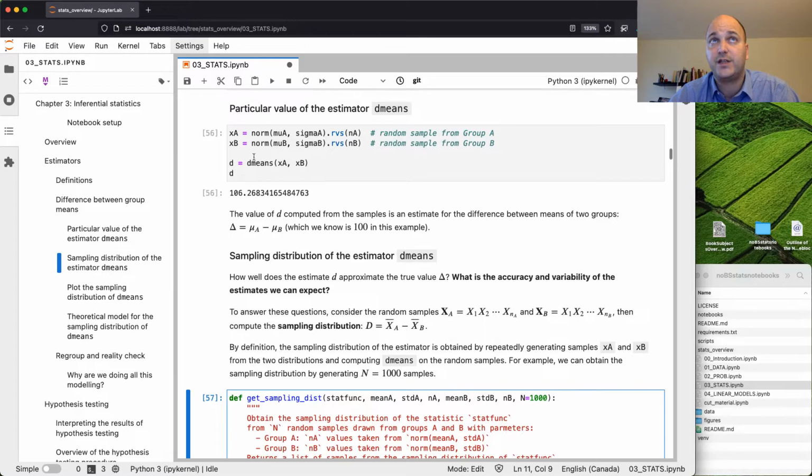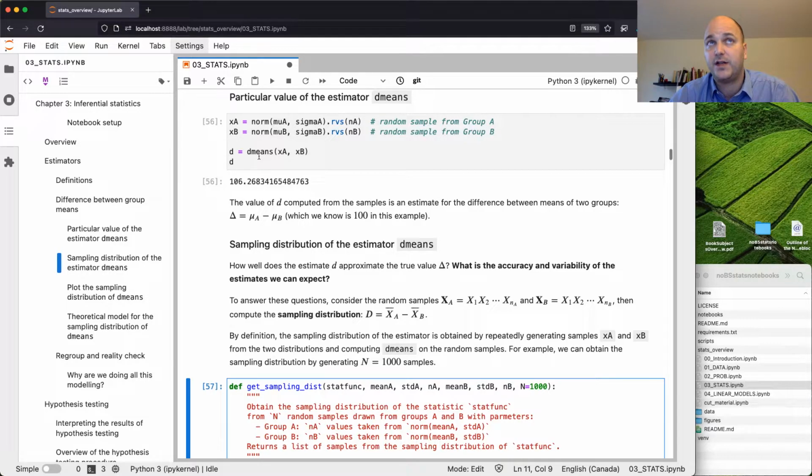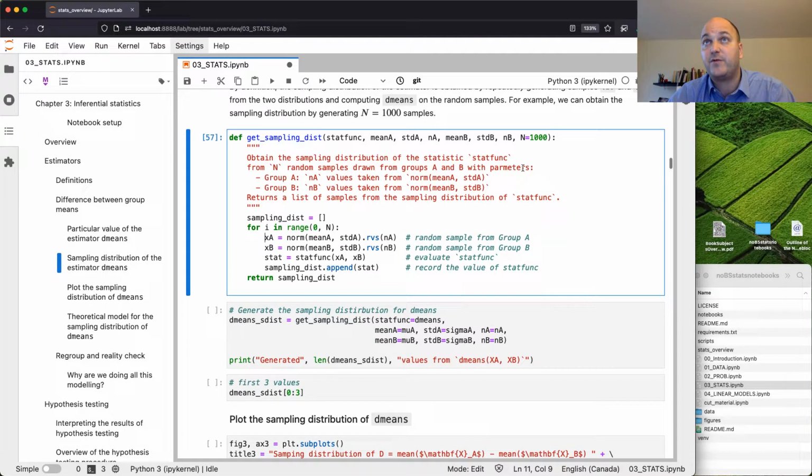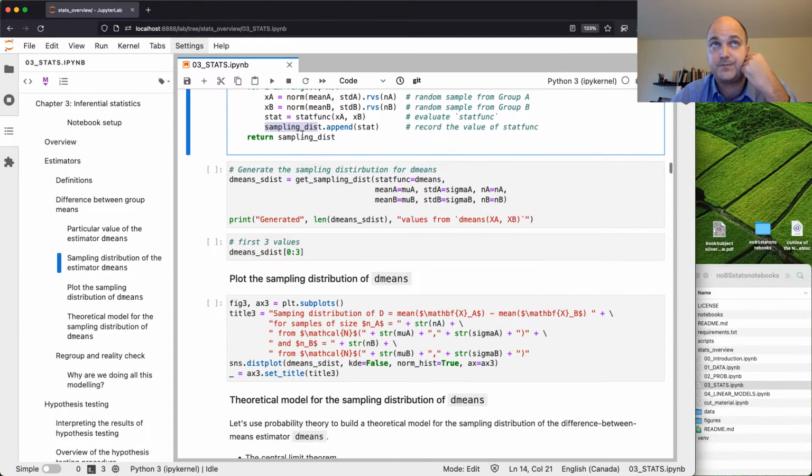It's exactly what we did here. We computed two samples and computed the estimator, the function on these samples. But we're going to repeat it n times, in this case 1000. So what does it do? Repeat 1000 times, generate a sample from group B, compute the statistic, whatever this function is, and then record it. Imagine running this cell hundreds of times and recording the values.